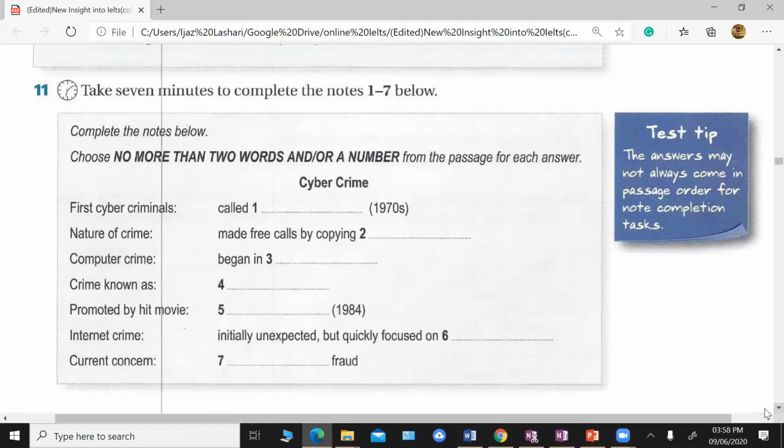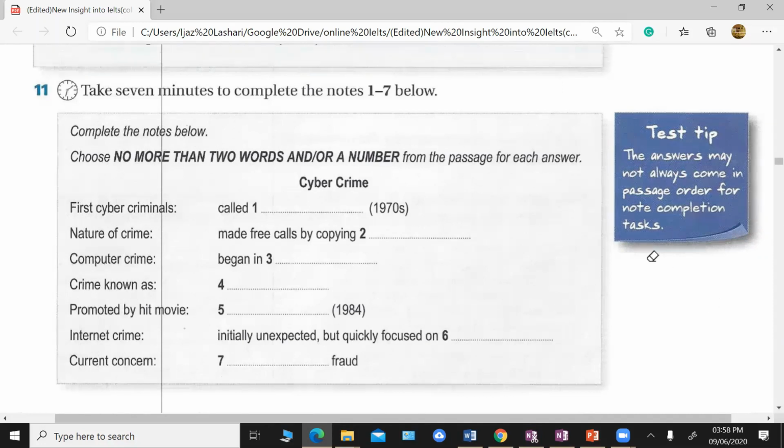Yes. And computer crime began in 1980s. Oh yes, it was mentioned in the passage. In 1980s, crime known as hacking. Hacking, yeah, that's right. Hacking. Yes. Okay. Internet crime initially unexpected but quickly focused on Dash.